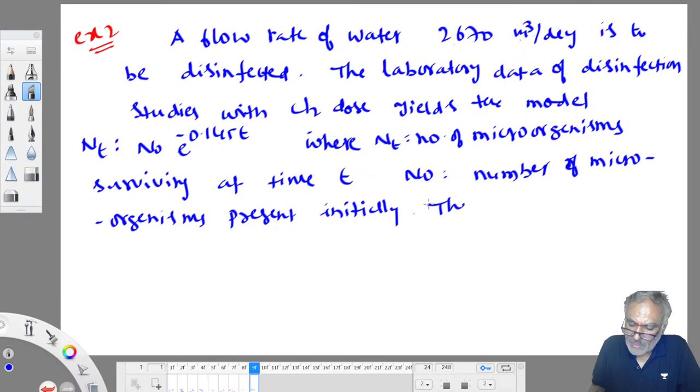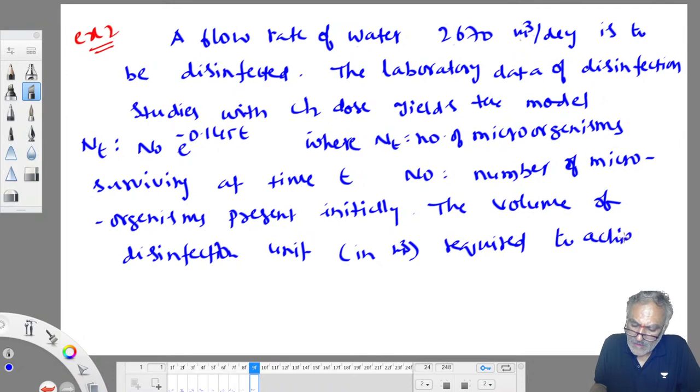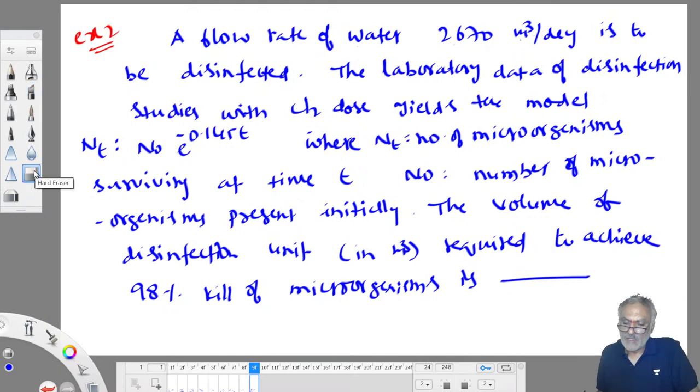The volume of disinfection unit in meter cube required to achieve 98% kill off of microorganisms is dash. Try to find out that. Easy question only.